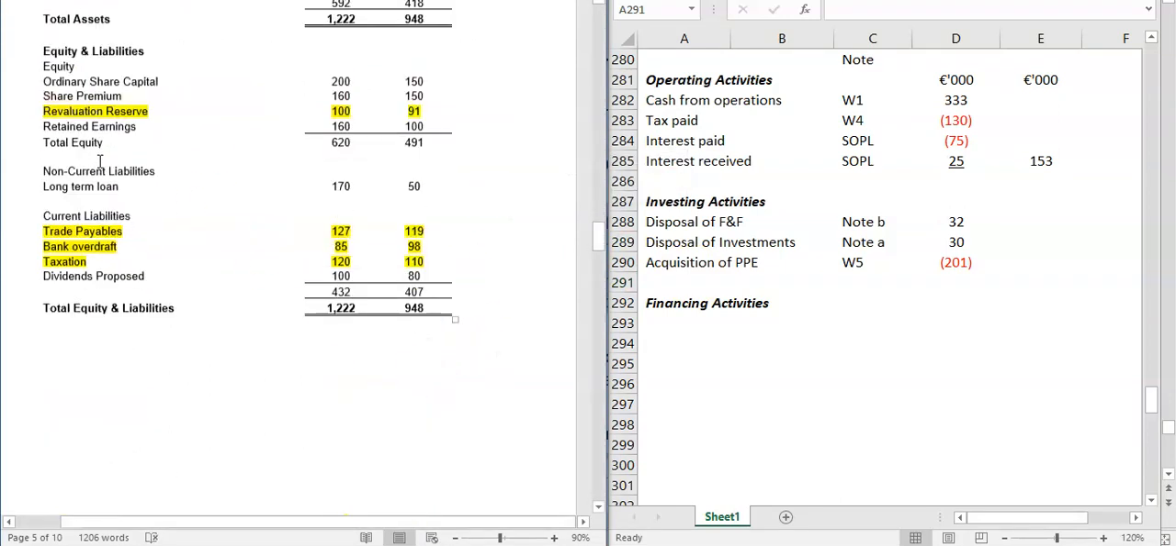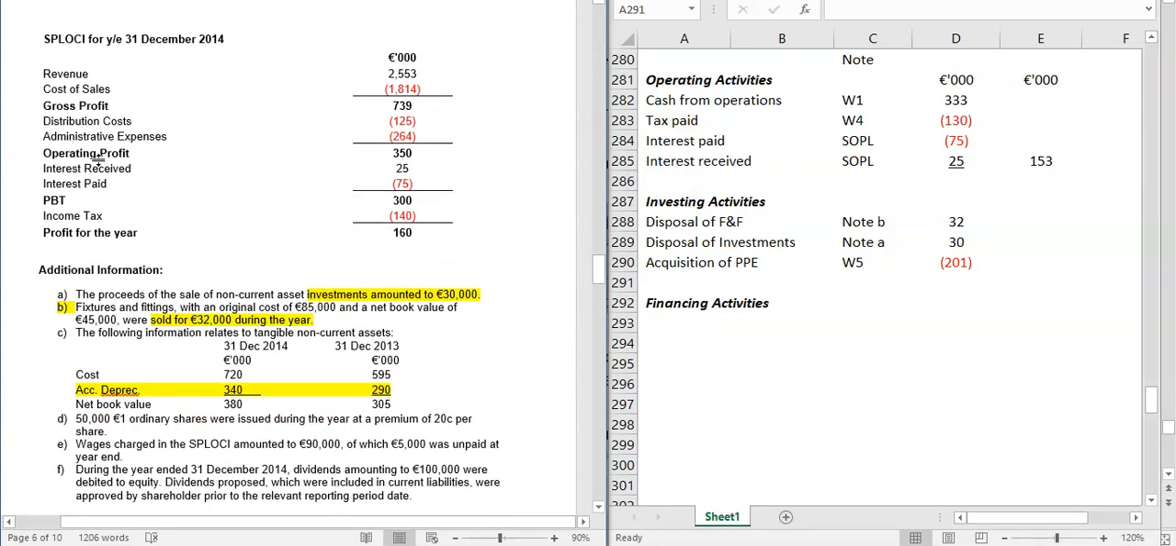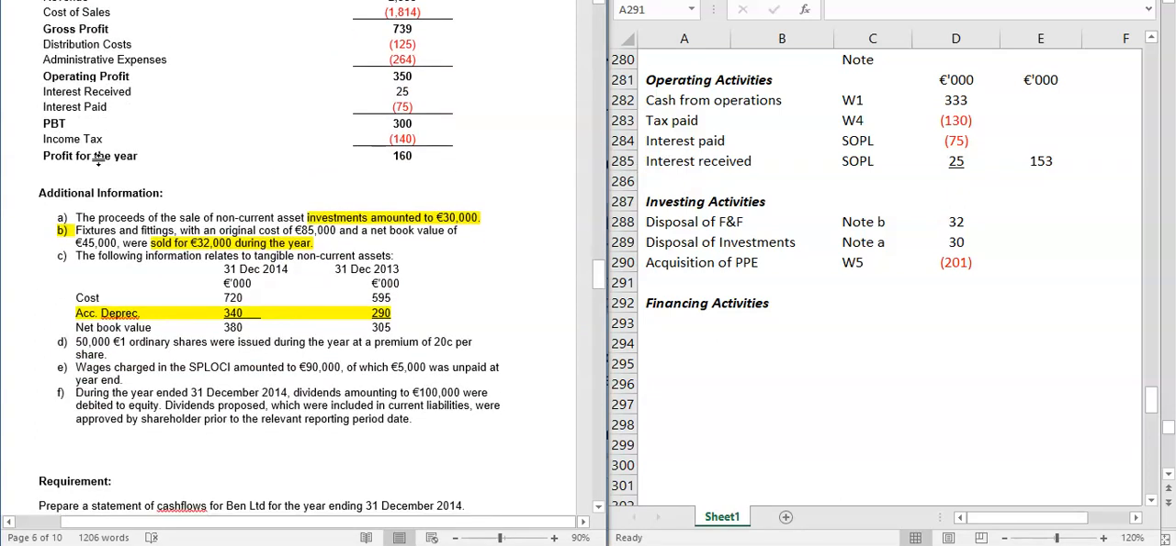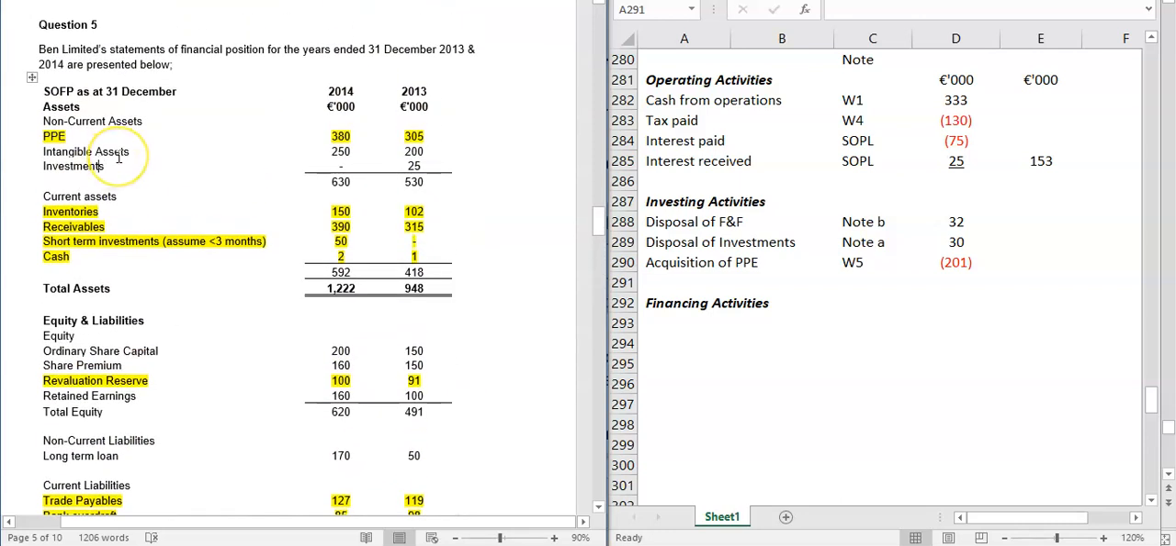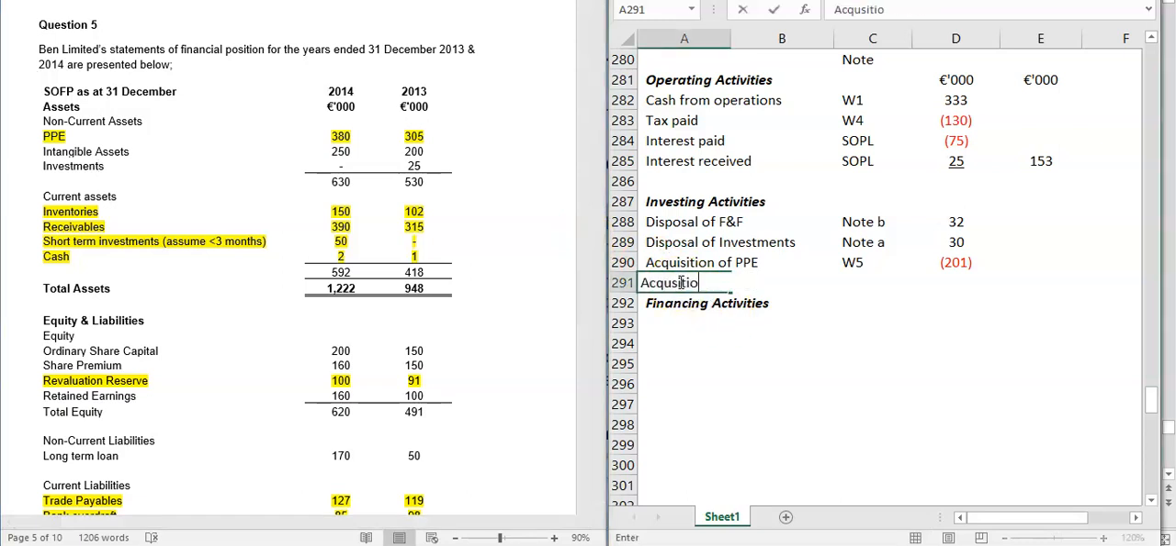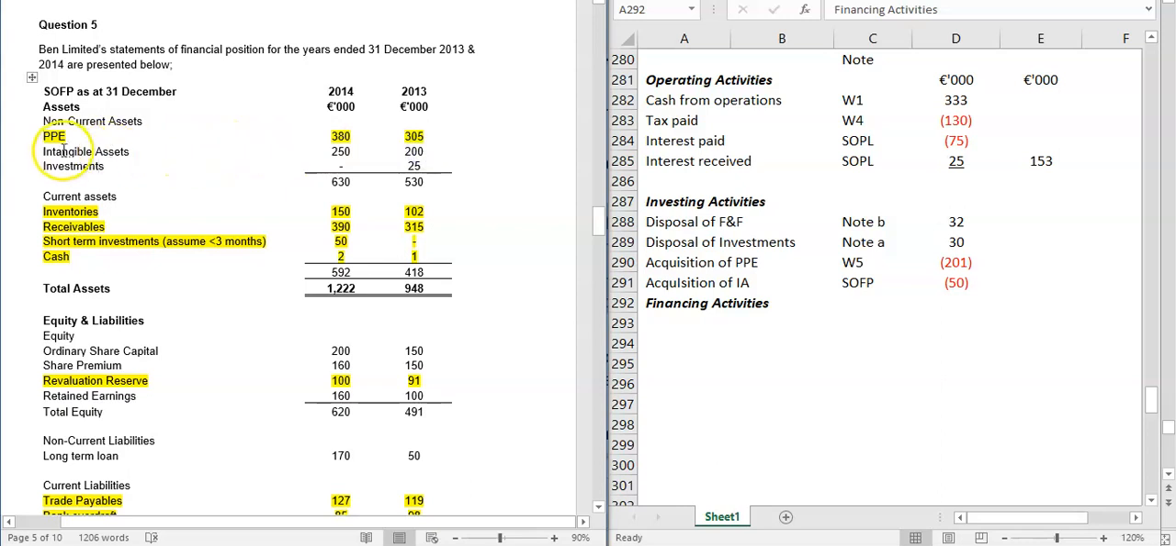Intangible assets, we're told nothing else about intangible assets. So if we're told about amortization, which you'll deal with later on this semester in IAS 38, we'd put it in terms of a non-cash adjustment, it's like depreciation. Here, all we have is acquisition of intangible assets, SOFP, minus 50. Because there's no other information, we can just assume you acquired 50 more intangible assets, gone from 200 to 250.